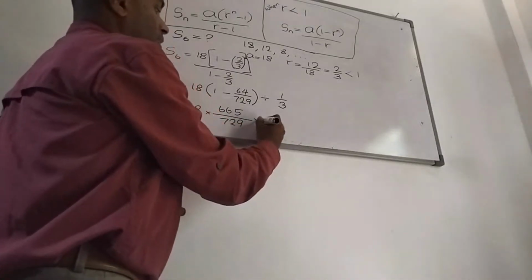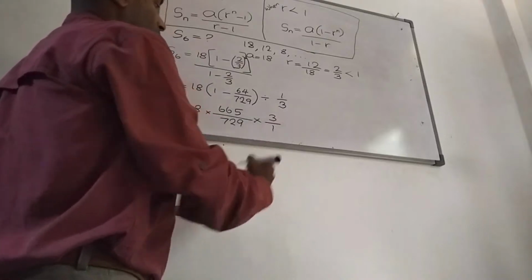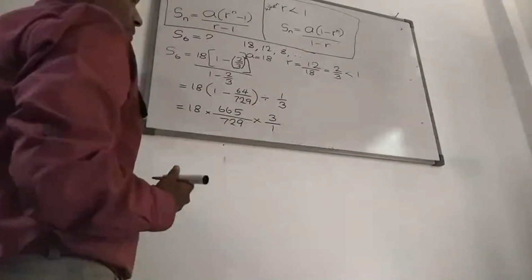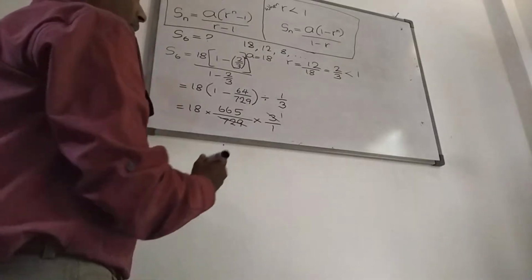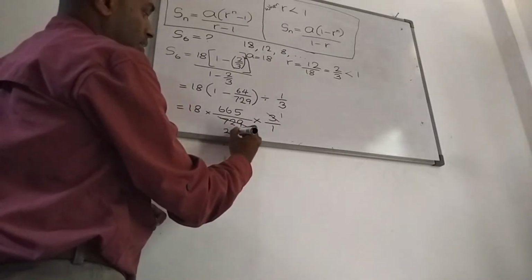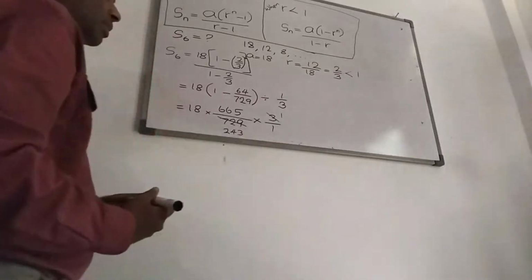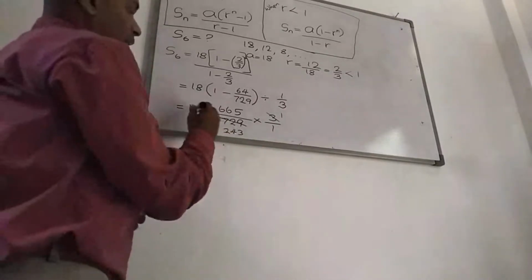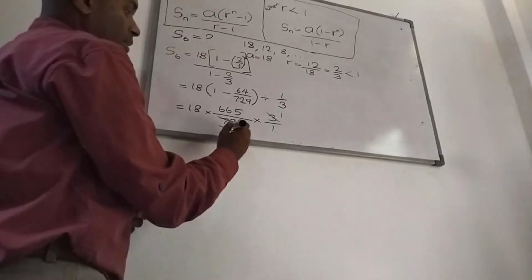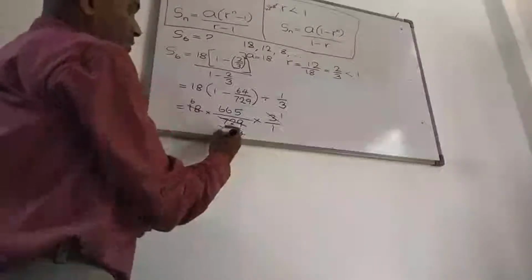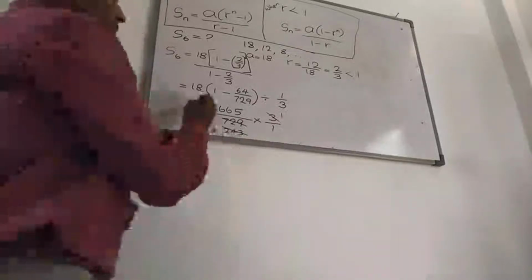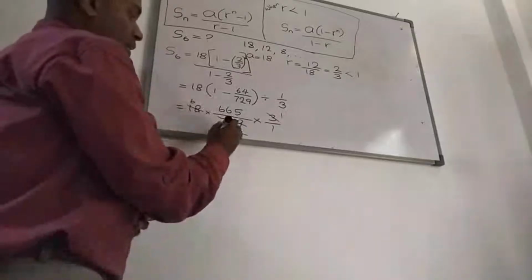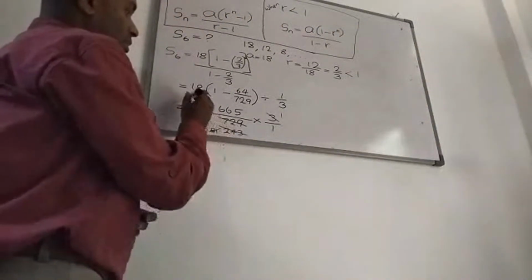Division can be converted to multiplication by taking the reciprocal. Now I can simplify 3 divided by 3, 1. 729 divided by 3 is 243. Even I can simplify 18 and 243. 18 divided by 3 is 6, 243 divided by 3 is 81. Again I can divide 6 and 81 by 3. 81 divided by 3 is 27, 6 divided by 3 is 2.